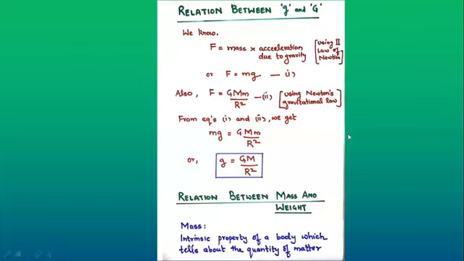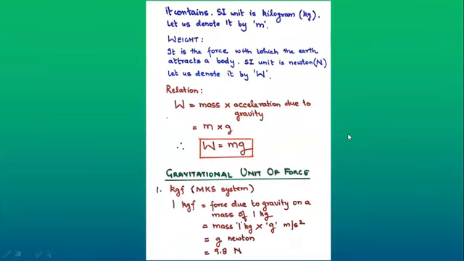Our next topic will be comparison between mass and weight. You should know what is mass, what is weight, and we will find a relation between mass and weight. Mass is a scalar quantity. It is the intrinsic property of the body. It is measured by a physical balance. Its SI unit is kg, and it tells us about the quantity of matter present in a body.